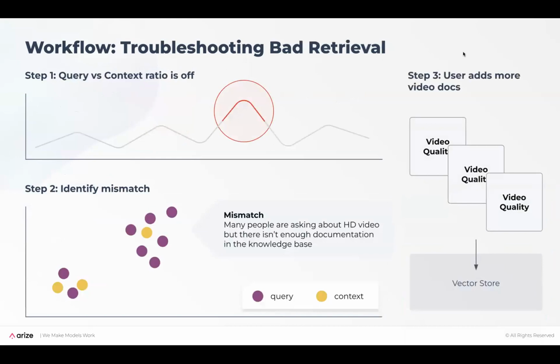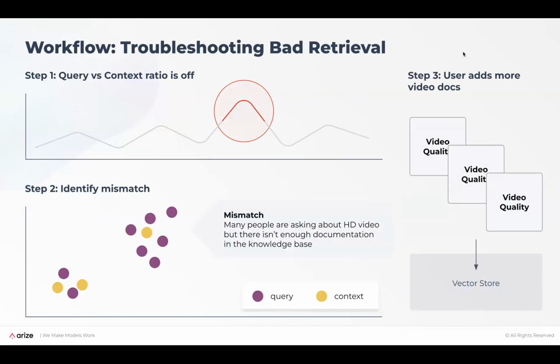Next up, troubleshooting bad retrieval. In this example, we're comparing our query data to the context, and our ratio is off here. So we maybe have more queries for a specific topic than we do context. Very similar to what we do with prompts, except we're going to drill in and take a look at our queries versus our context.